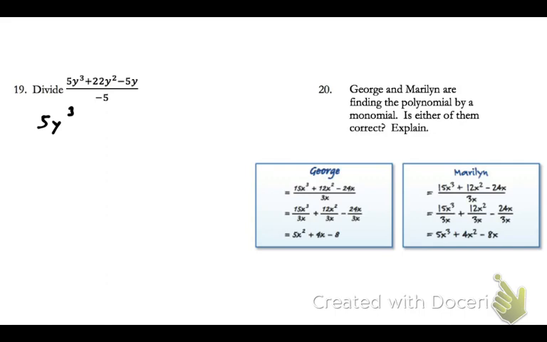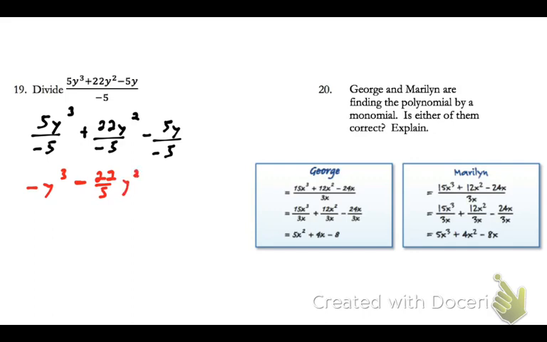Same process, 5y to the third divided by negative 5, a positive 22y to the second divided by negative 5, and a negative 5y divided by negative 5. 5 divided by 5 is 1. However, we have positive divided by negative. Positive divided by negative is negative y to the third. Positive divided by negative is negative, and we have a fraction 22/5 y squared, and negative divided by negative is positive, and the 5's cancel. We're left with just y.